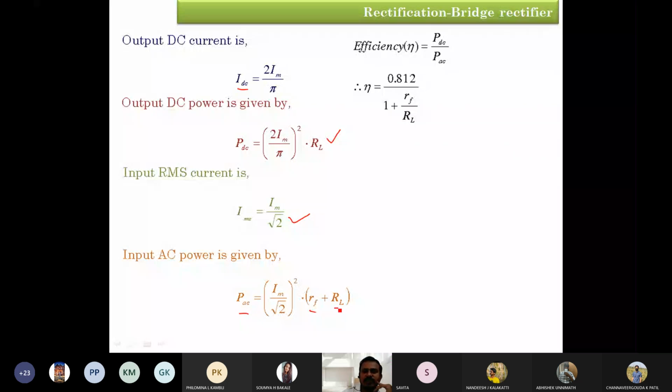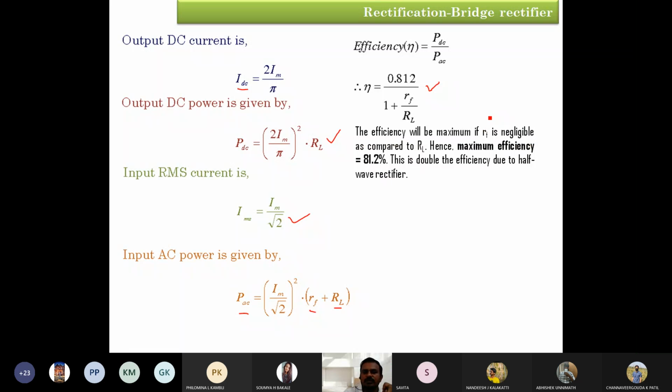So I am leaving this calculation as an assignment. In the assignment, you have to derive this one. Okay. Here I am not going for any mathematical calculation because it is a simple calculation. What you need to do is PDC by PAC. Finally, you are going to get the mathematical equation. It is going to reduce to the efficiency for the full wave rectifier, which is 0.812 divided by 1 plus RF by RL.